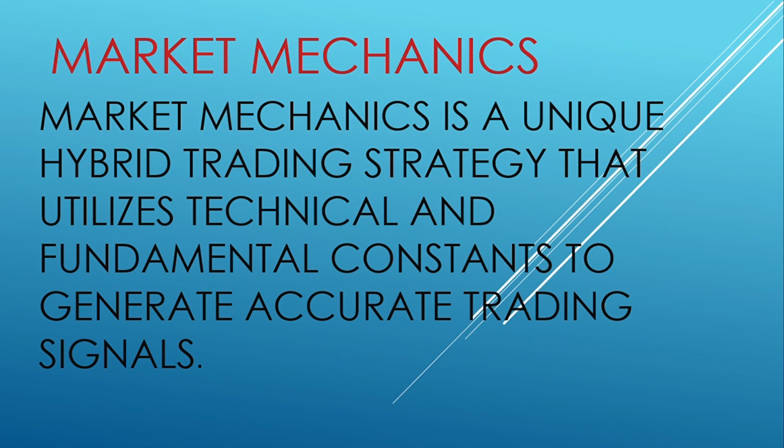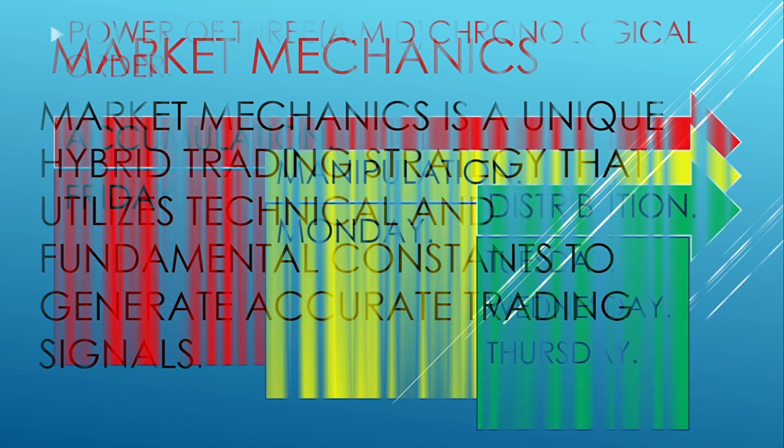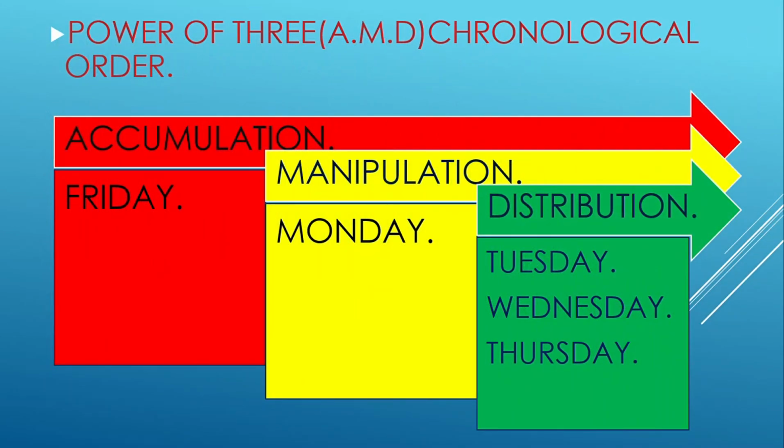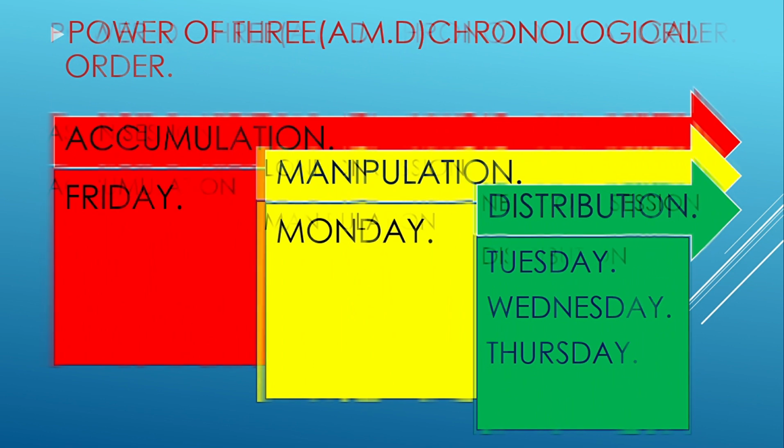Market mechanics is a unique hybrid trading strategy that utilizes technical and fundamental constants to generate accurate trading signals. Power of 3, AMD, chronological order. On Fridays, we have the accumulation phase. On Mondays, we have the manipulation phase. On Tuesdays, Wednesdays, and Thursdays, we have the distribution phase. Therefore, we do not trade on Fridays and Mondays, as these are the accumulation and manipulation phases of the market.